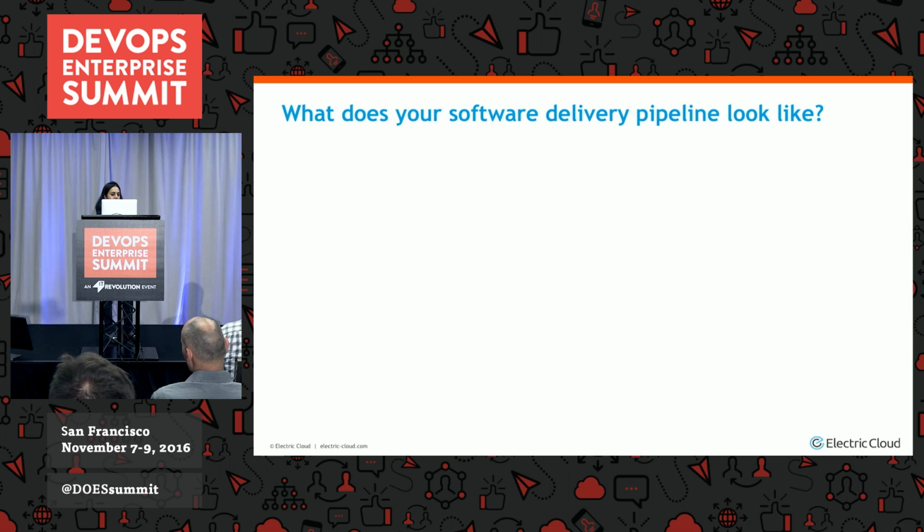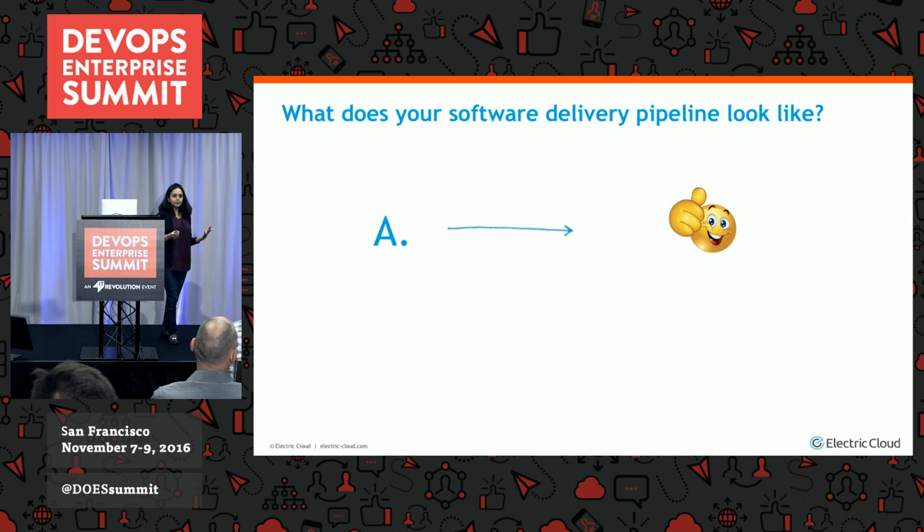So we will be taking a look at what we see software delivery pipelines often looking like. But to start, what does your pipeline look like? Is it a straight shot from check-in all the way to your production environment? If so, you probably look like the smiling guy with the thumbs up, very happy, probably here bragging to everyone how great your pipeline is.